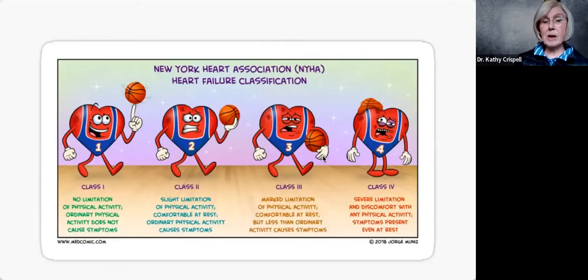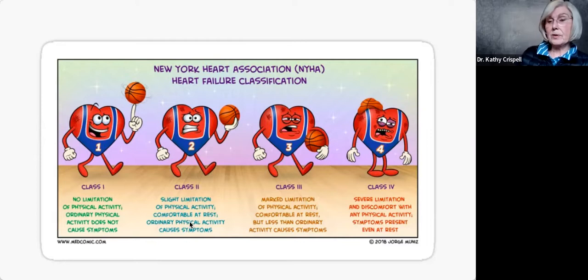Now, I love this slide because if you just remember the faces of these little hearts here, you'll have a good idea of what the functional classes are. As I said, there are 4 classes. Class 1 is basically normal. You don't have any limitations on your physical activity. Class 2 is you may have some slight limitations on physical activity, but you do not have any symptoms at rest. You're fine when you're not physically exerting yourself.